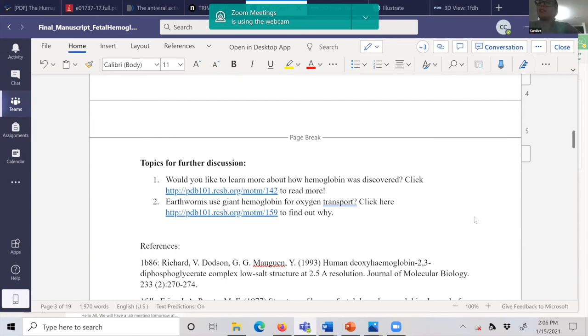And topics for further discussion. Would you like to learn more about how hemoglobin was discovered? Click here to read more. Earthworms use giant hemoglobin for oxygen transport. Click here to find out why. Cool.